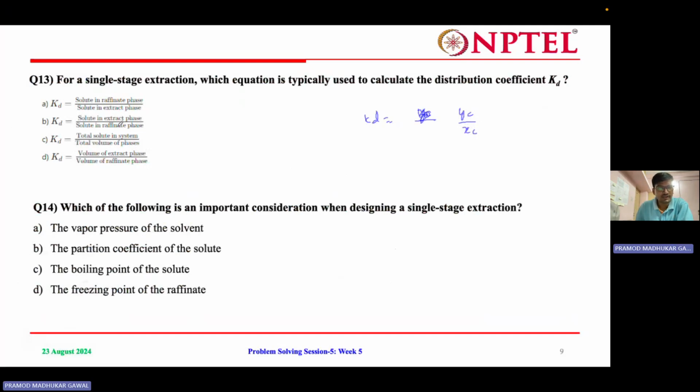Check the options. Solute in the extract phase divided by solute in the raffinate phase, option B. Coming to question number 14, which of the following is an important consideration when designing a single stage extraction? Check the options. Just check the partition coefficient of the solute. So option B is correct.